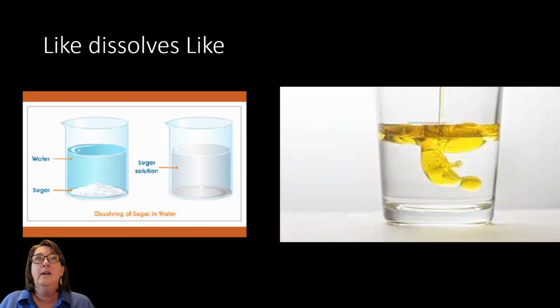Like dissolves like, and doesn't dissolve what's not like it. So that means that if I have something that is polar, it's going to dissolve polar. So sugar's polar, I'll be able to dissolve it in a solution. Oil does not dissolve in water. Oil is not polar. Oil is non-polar. So they're not going to dissolve together. So things that are polar will dissolve polar. Things that are non-polar will dissolve non-polar.